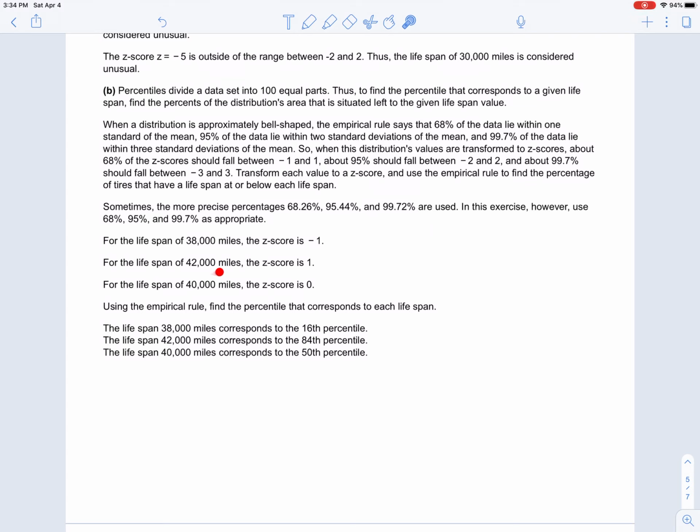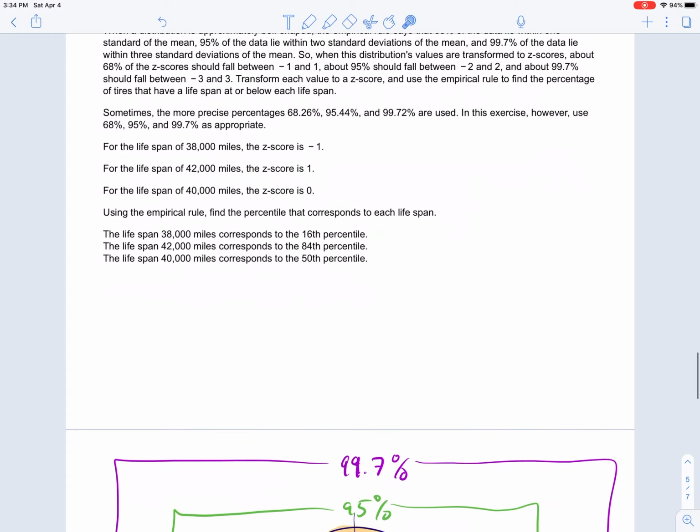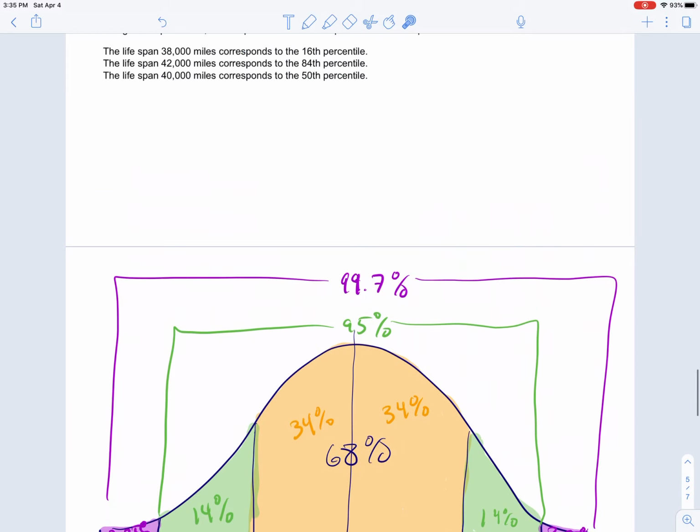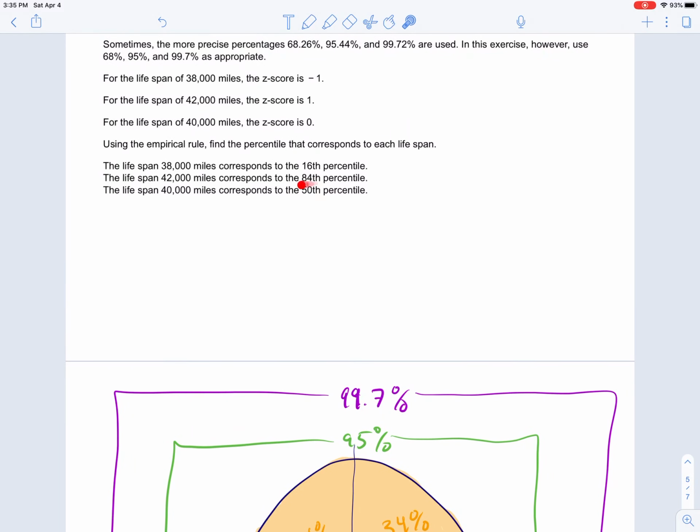So if the z-score corresponding to 42,000 was a positive 1, actually, not that one, it's here. Here's a z-score of positive 1. So this is z equals 0, this is z equals -1, this is z equals 1, right? So for a z-score of positive 1, we have to add the 34 plus the 34 plus the 14 plus the 2.35. So this is 68, 78, 82, 84.35. So that's going to be the 84th percentile. You see it right there.